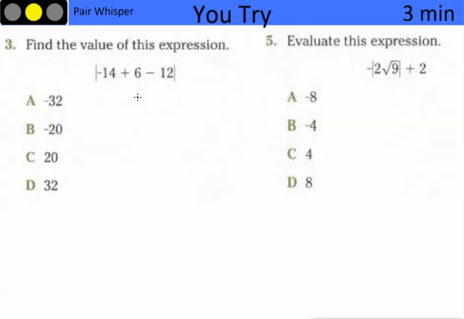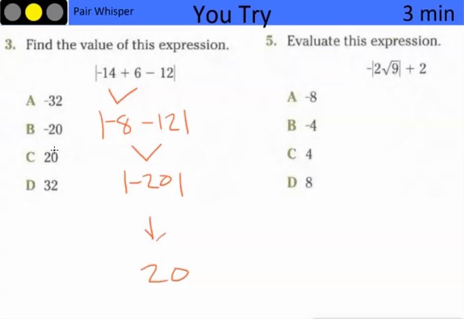Inside of our grouping symbols, which are absolute value, I see two operations, addition and subtraction. I'm going to go from left to right. So first I have negative 14 plus 6 is negative 8. Bring down everything else. Now negative 8 minus 12 is negative 20. Bring down everything else. The absolute value of negative 20 is 20. So our answer is C.